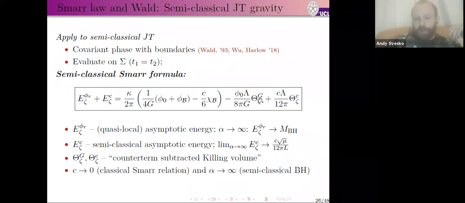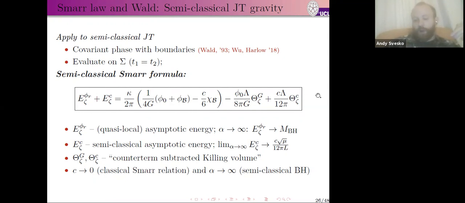So this is the semi-classical Smarr relation for the nested AdS wedge. And so there's a lot of terms here, so let's go through them. On the left-hand side, these E zetas are just the quasi-local energies, asymptotic energies. And in the alpha infinity limit, you can show that these E zetas correspond to the mass of the eternal black hole and a semi-classical correction to this mass. This term here is a quantity that we will recognize in a moment as the generalized entropy.